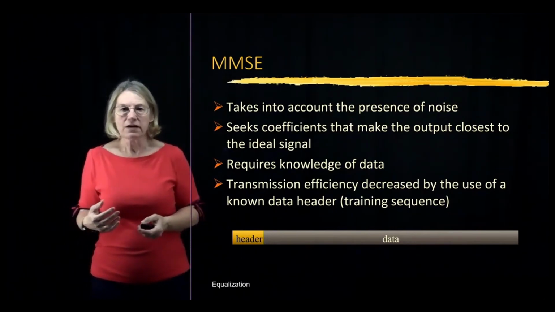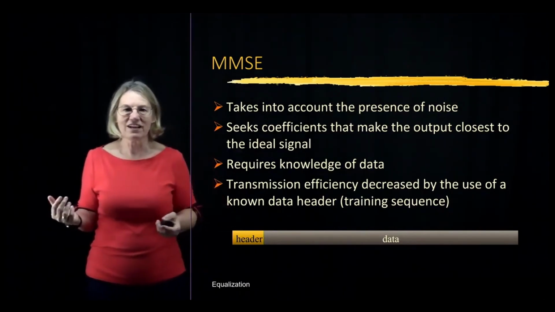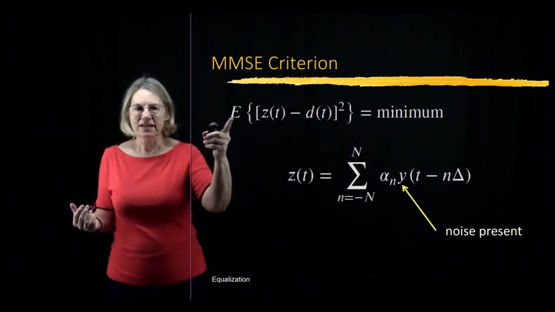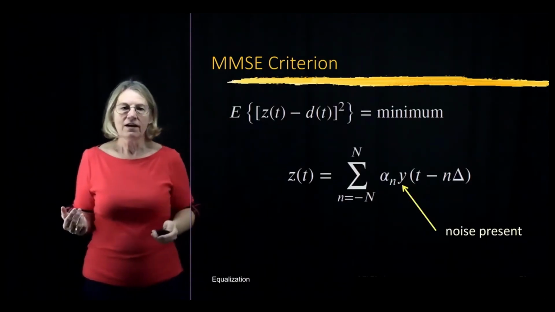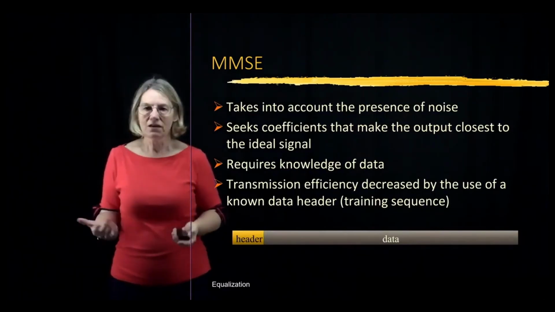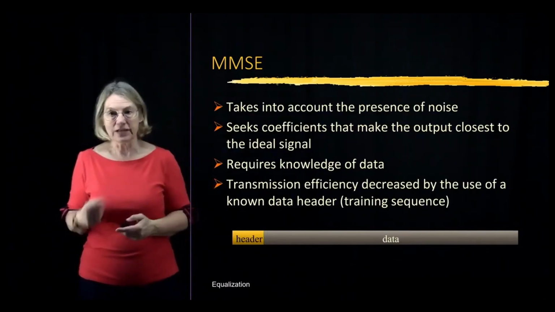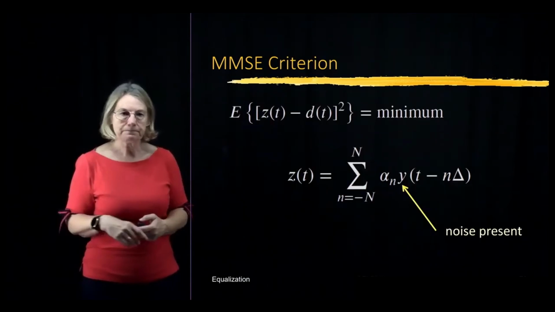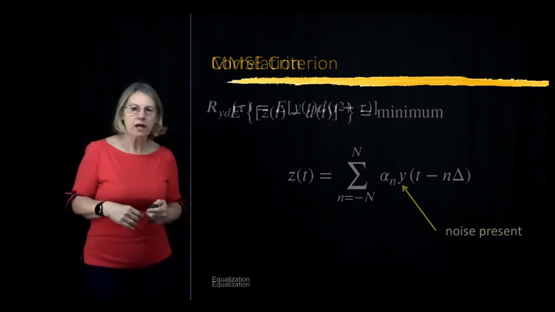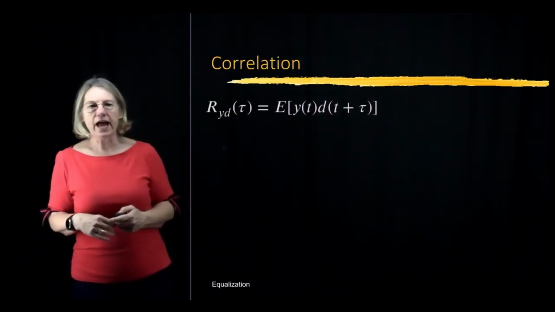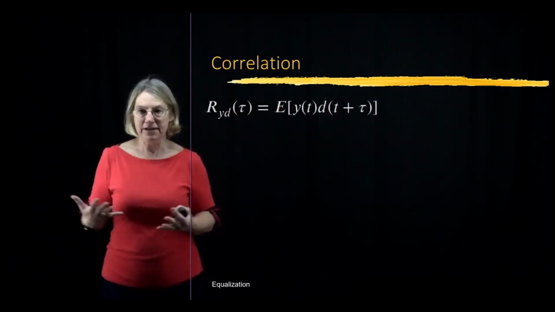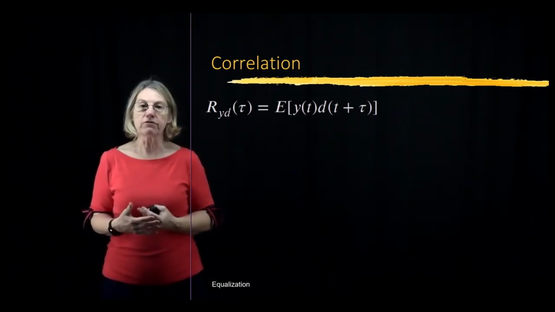If we have perfect knowledge of the channel, we can come up with perhaps this expected value. But if we don't, and we have to estimate it, we're going to have to know the data in order to do the estimation. So let's go back to this error criterion, and let's look at what we're trying to minimize from a probabilistic point of view.